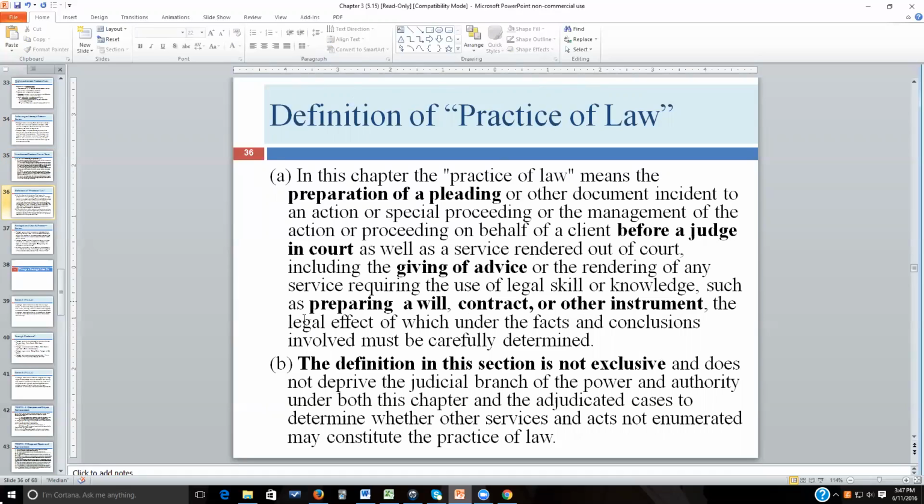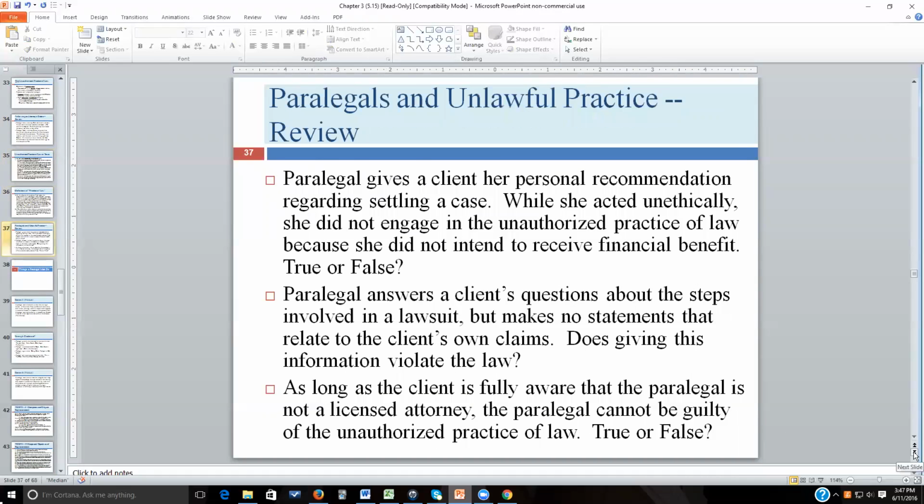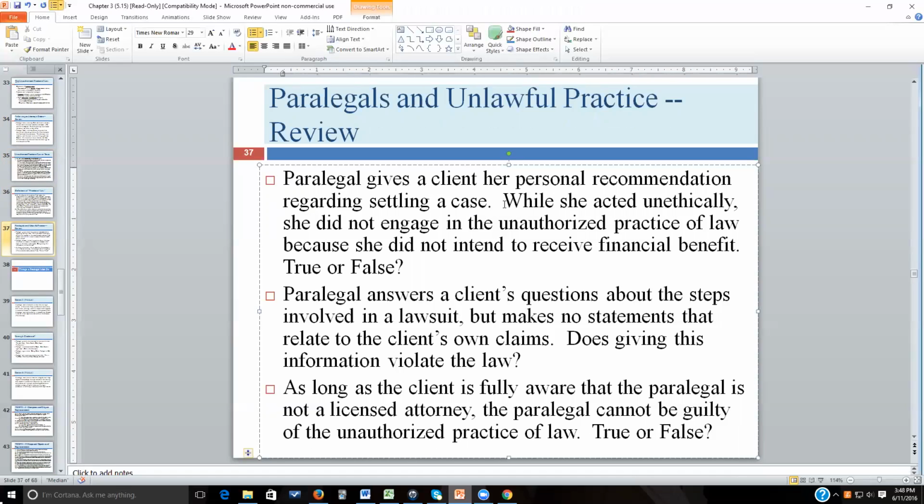So this is where I had the statement that the definition of practice of law is very broad. You have to be careful not to cross those lines. Okay, so let's look at 3 instances to see whether this person crossed the lines. Paralegal gives a client her personal recommendation regarding a settlement of the case. So let's say the client wanted to settle his lawsuit for $50,000. The attorney said he ought to settle for $10,000. Paralegal says, "Oh no, the attorney is saying $10,000, but I think this case is worth at least $30,000."